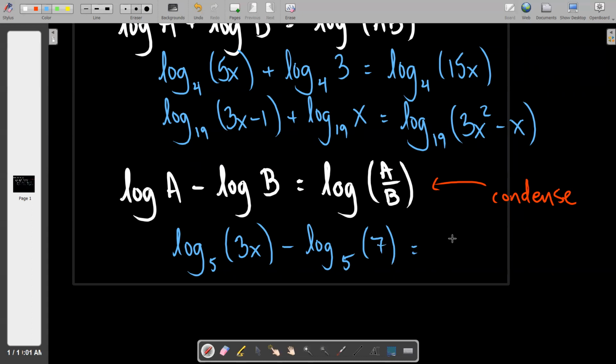I heard 3x over 7. It's not like I'm trying to ignore you, but I'm not going to take 3x over 7 as an answer. No, it involves 3x over 7, but that's not the answer. Thank you. Yes, it is log base 5 of 3x over 7. Please don't forget that when you condense two logs, you make another log.